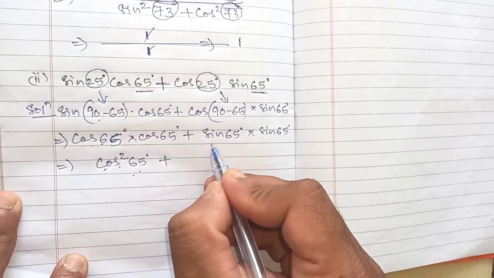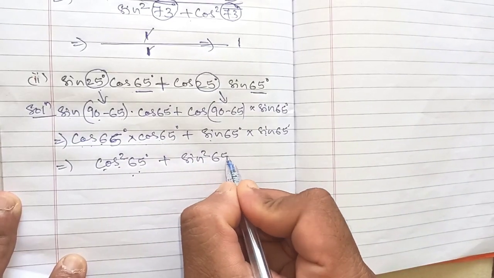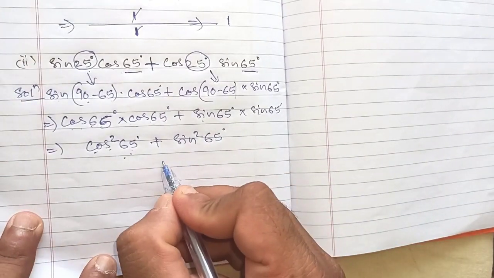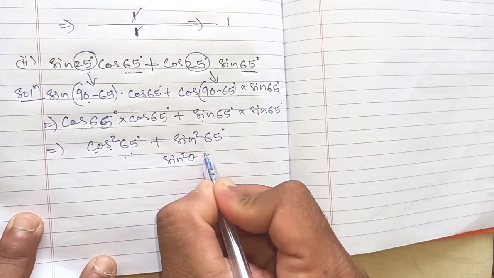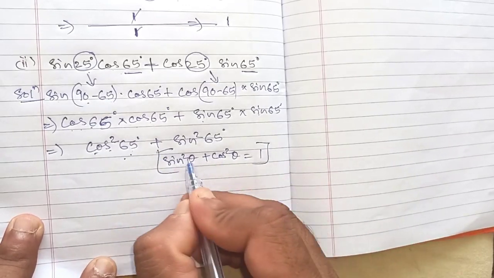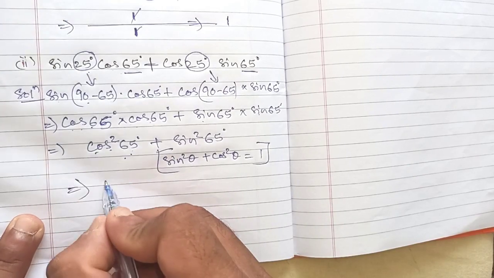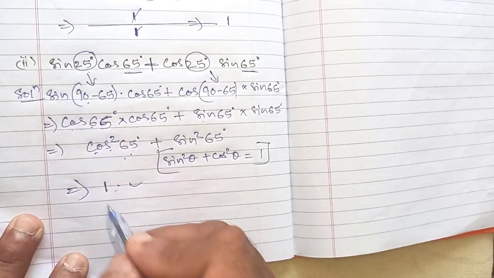Okay, similarly sine into sine, sine square 65 degrees. So we have the formula which I told you in the previous question: sine square theta plus cos square theta is always 1. This formula will always be useful. So sine square theta plus cos square theta is 1. This is the answer for the second bit.